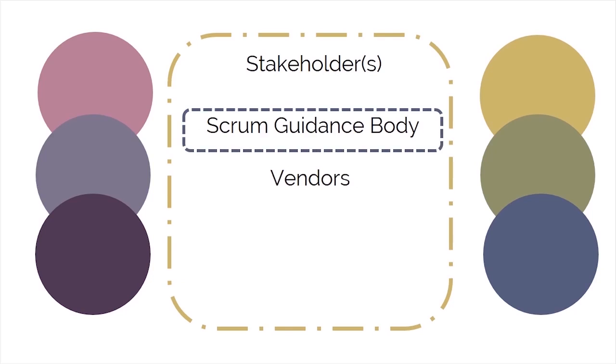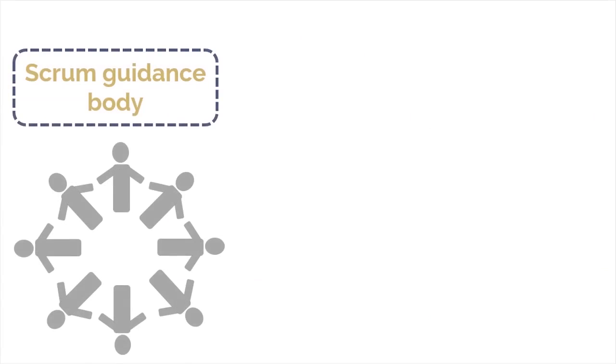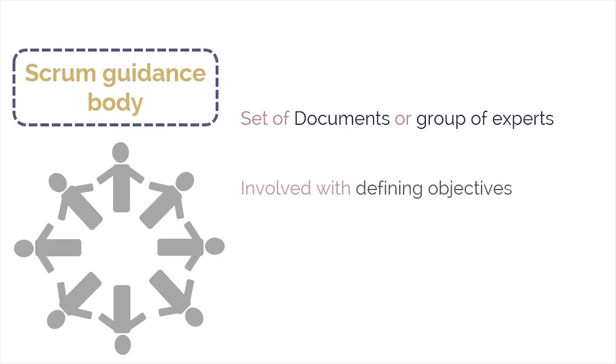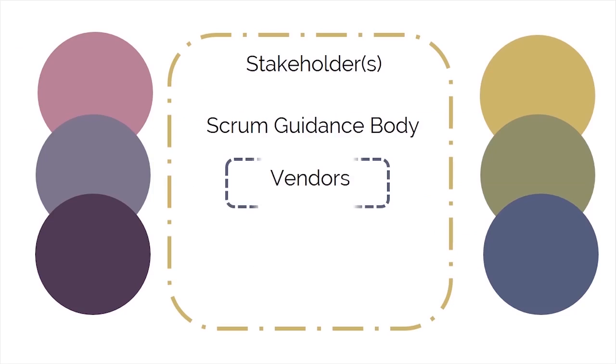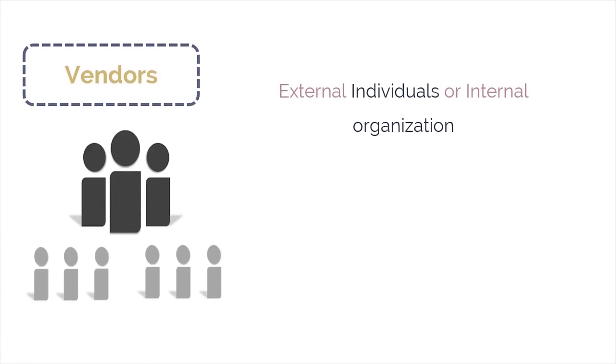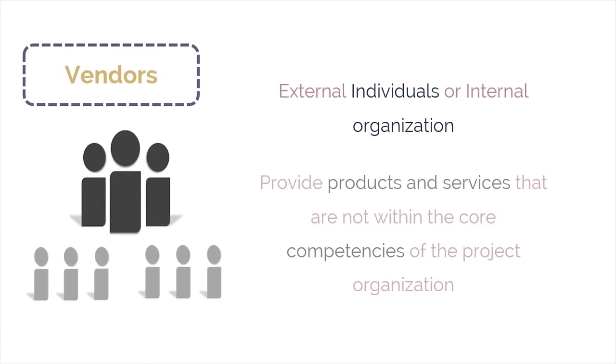Second is the Scrum guidance body, which is also referred to as the SGB. It is an optional role consisting of a set of documents or a group of experts, typically involved in defining objectives related to quality, government regulations, security, and other key organizational parameters. This Scrum guidance body guides the work carried out by Product Owner, Scrum Master, and Scrum Team. The next non-core role is played by the vendors. They include external individuals or internal organizations that provide products or services that are not within the core competencies of the project organization.